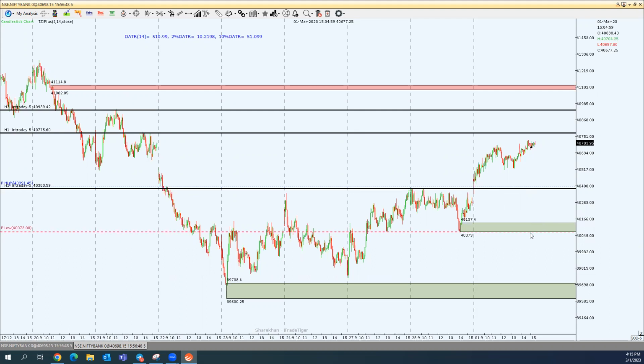And even if you see a strong move below 40,000, there is another level around 39,700. I'm not expecting such huge moves for tomorrow. So those are the levels for tomorrow. I hope it will help you with your trading for tomorrow.